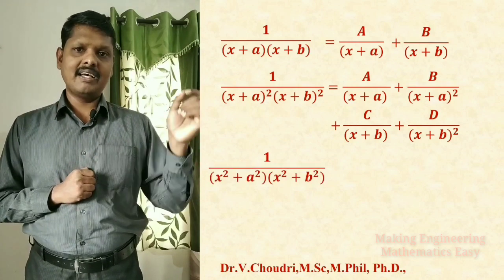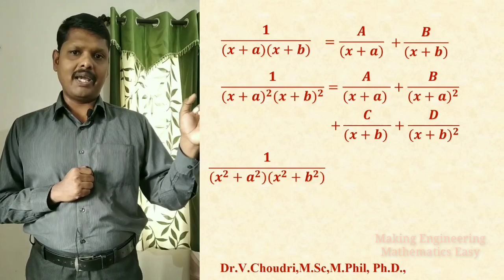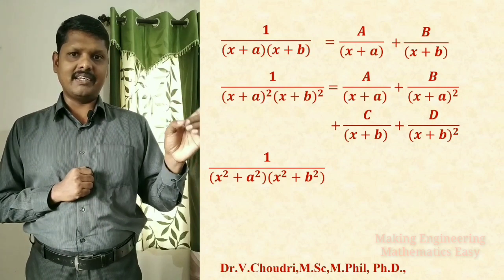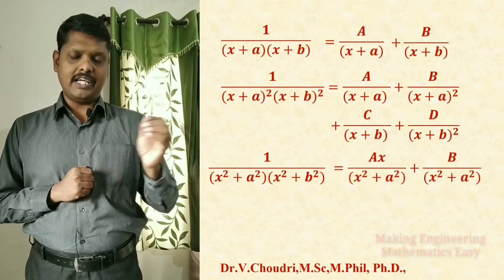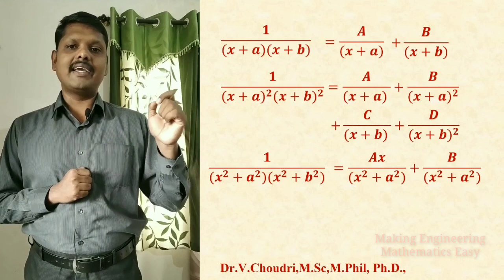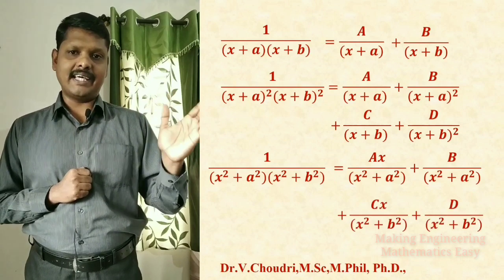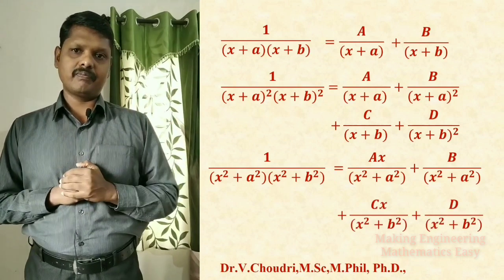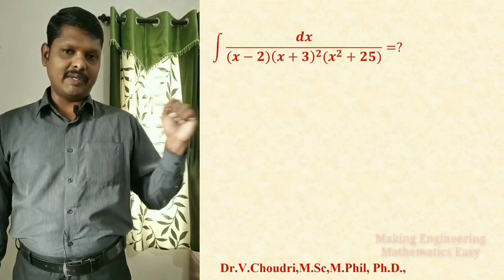Third form is quadratic factors. 1 by (x square plus a square) into (x square plus b square) equals (Ax plus B) by x square plus a square, and the same way for the second also. Now we come to the given example.